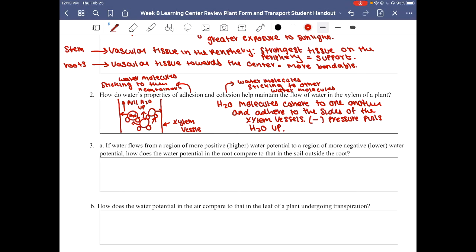So a comment says the root has a high water potential. It would be the opposite, because water goes from higher water potential to lower water potential. Yeah, the other way around. In a plant, the roots are getting the water from the soil, so the soil needs to have a higher water potential than the root, so the water wants to go to the root.